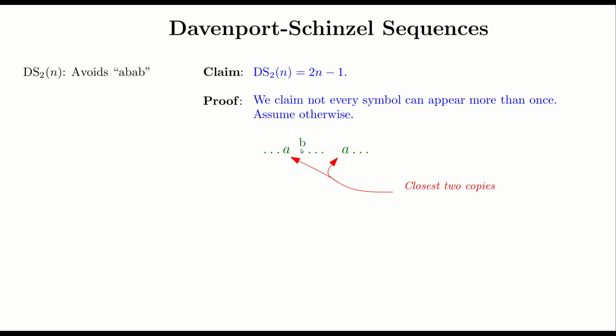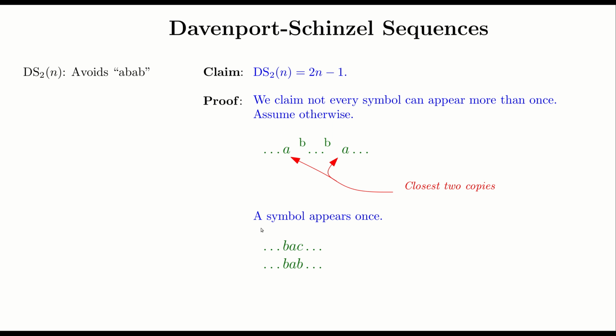Since we assumed every symbol appears at least twice, there should be at least one more copy of B in the sequence. The copy of B cannot be here because then we'll have BABA, which matches the pattern ABAB. We cannot also have B here because then we'll have ABAB. Thus, the only choice for the other copy of B is that it has to be between these two A's. But that's a contradiction because we assumed these two A's were the closest two copies of any symbol in the string. And now we find another copy, two B's that are even closer.